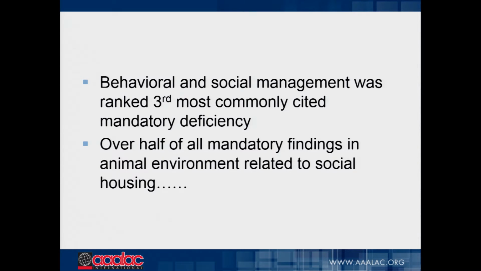But if you look at this data set, behavioral and social management was the third most commonly cited mandatory deficiency in all aspects of your program, only behind HVAC and only behind occupational health and safety. So this was very common. Over half of all mandatory findings in that blue piece of the pie, animal environment, relate to social housing. As I said, I think that's dropping, but this has been a very common issue that we've dealt with.